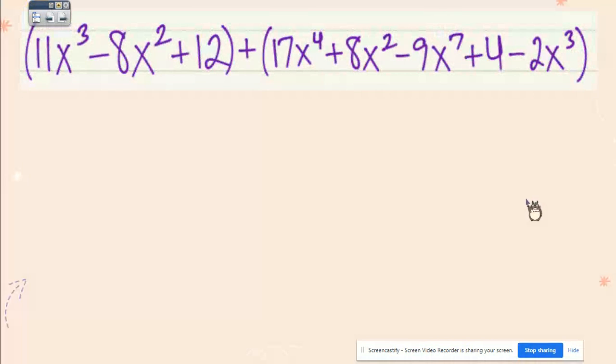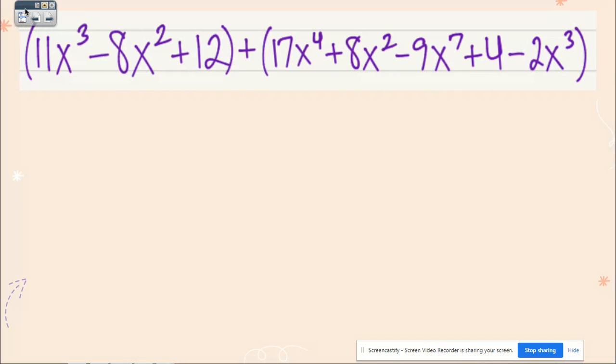For my first example, I have 11x to the third power minus 8x to the second power plus 12 plus the whole polynomial of 17x to the fourth power plus 8x to the second power minus 9x to the seventh power plus 4 minus 2x to the third power. So in this case, we are adding two polynomials. You can see it from right here.